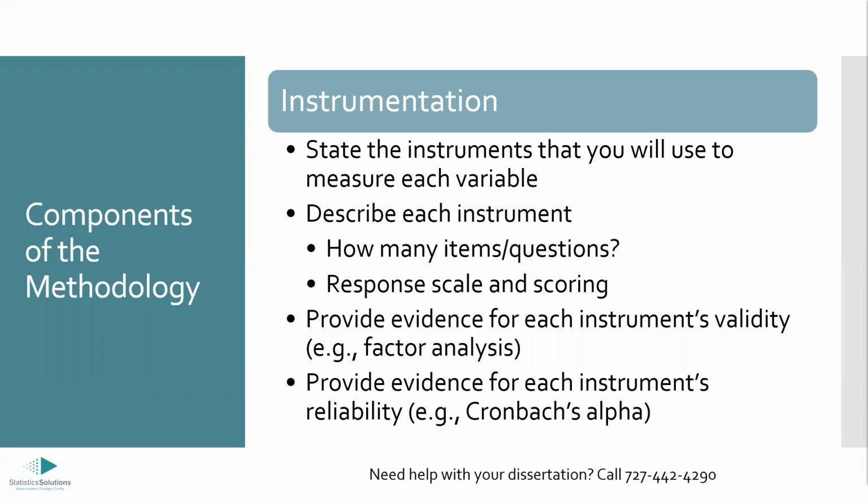And then how is that instrument scored? So if you have an instrument that has 10 questions in it to measure a certain variable, how are you going to score those 10 questions to get the final measurement of your variable that you're going to be using in your analysis? Are you just going to take the average of the 10 items? Are you going to sum the 10 items together to get a total score? Or are you going to be scoring the items in some other way? And usually the instrument that you're using may have instructions for how the items should be scored.